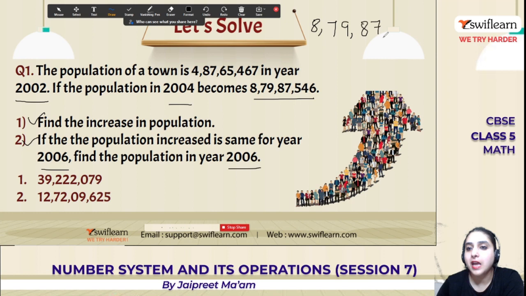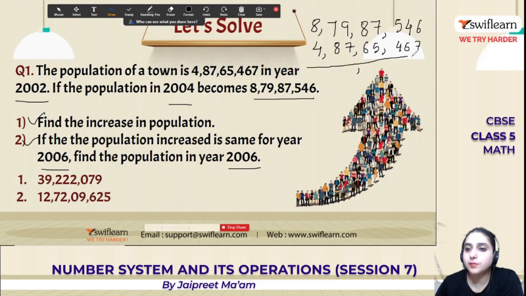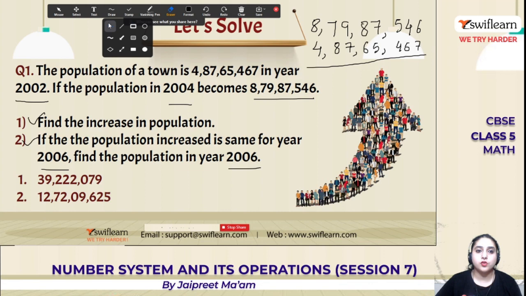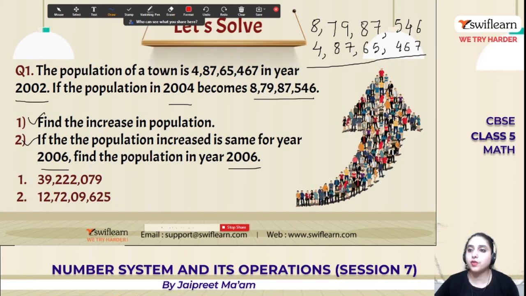Okay, so we have to take away 4 crore 87,65,467. So let's subtract. Here we will write the new numbers at the top. So 7 is greater than 6, so we will write here 16. It will become 3. So 16 minus 7 is equal to 9.